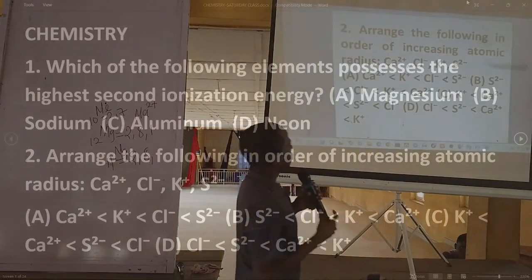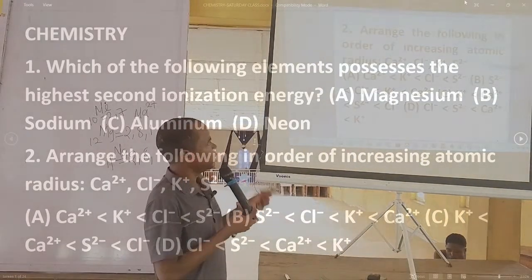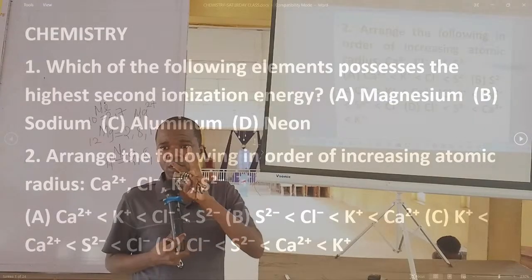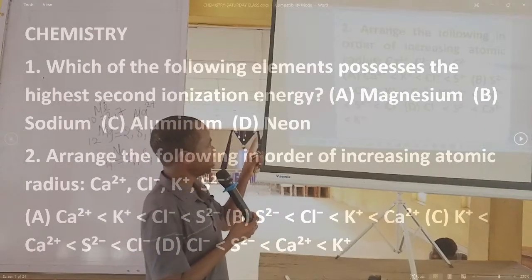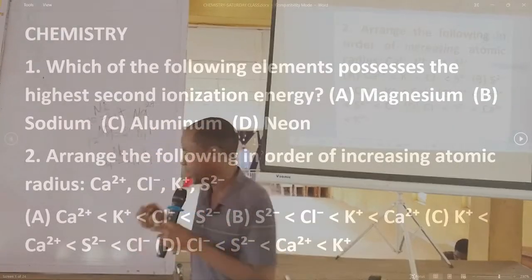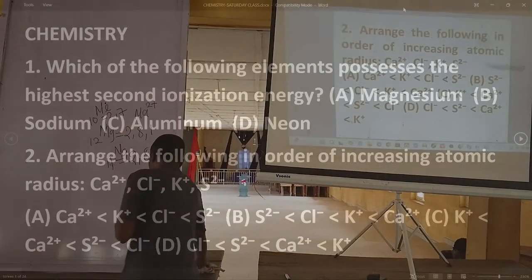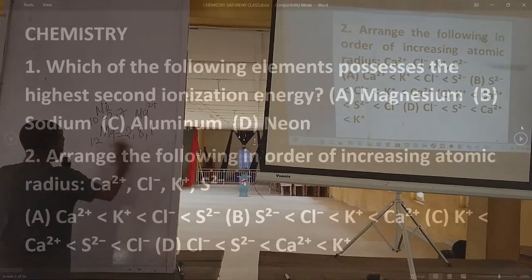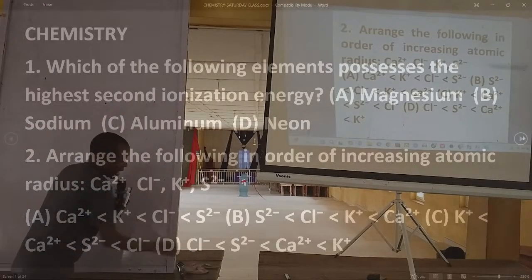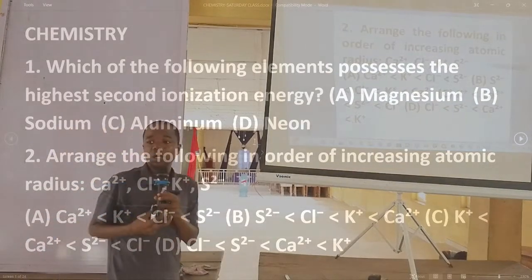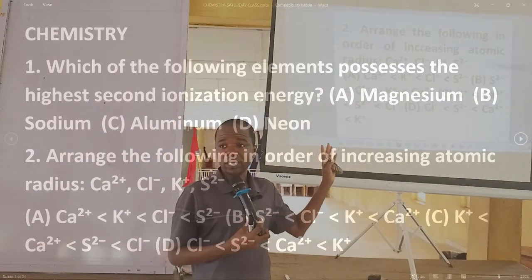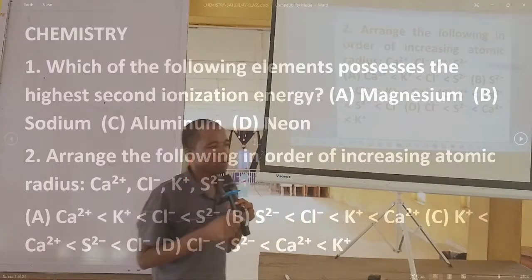Okay, number 2. Number 2 says, arrange the following in order of increasing atomic radius. We have 4 ions here: calcium ion, chloride ion, potassium ion, and sulfide ion. And if you look at all 4 of them very carefully, you will realize that all of them are isoelectronic ions. And what does that mean? They have the same number of electrons.